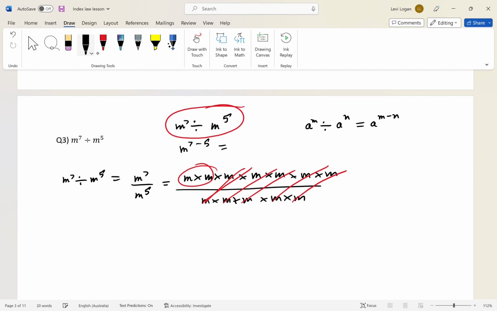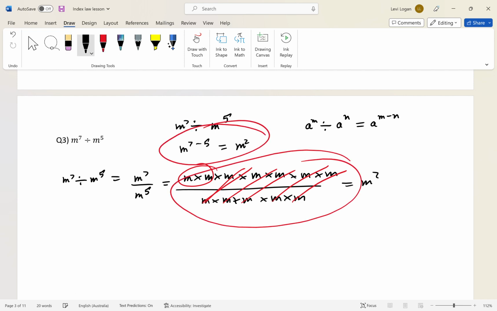Using our index laws, that works out to m squared, and that works out to m squared. So you can either do it this way, or you can think of it this way. However, if you get really big numbers here, I recommend doing it this way, because you don't want to keep writing out all these m's. I only wrote out all those m's to help with the understanding of what's actually going on. Hopefully that makes sense. This is the answer, by the way. Let's move on to the next question.